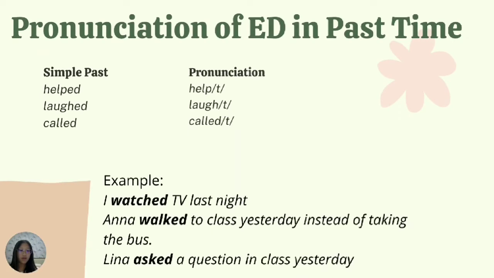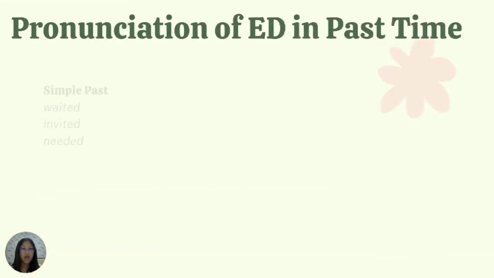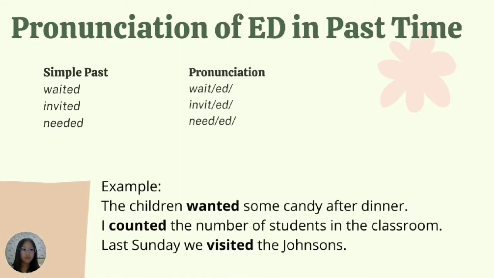Okay, back to the topic. We're going to learn about the pronunciation of ed in past tense. For example, the word helped, we pronounce it as helpt. The word laughed, we pronounce it as laft. And the word cooked, we pronounce it as cookt. For example, I watched TV last night, and I walked to class yesterday instead of taking the bus. Lena asked a question in class yesterday. And it's all the same with the plural.